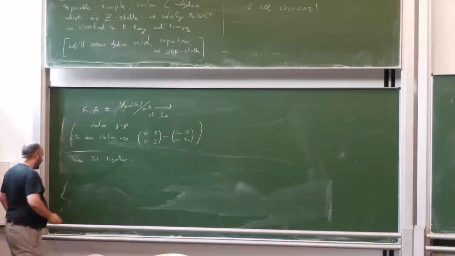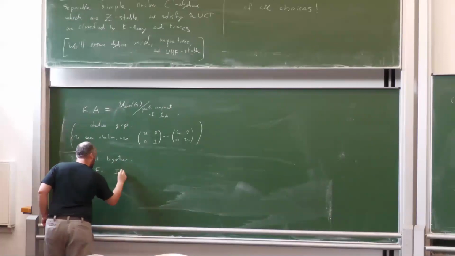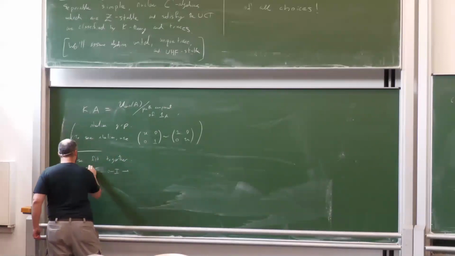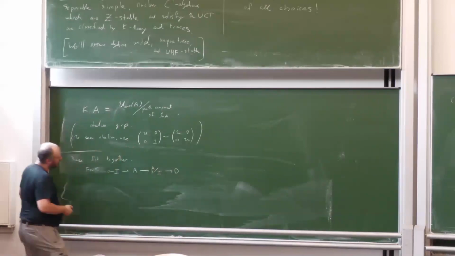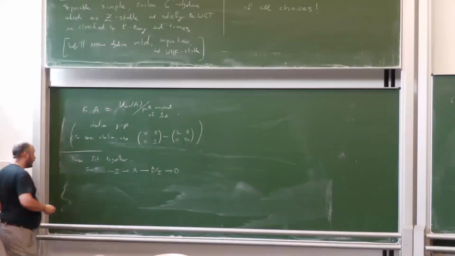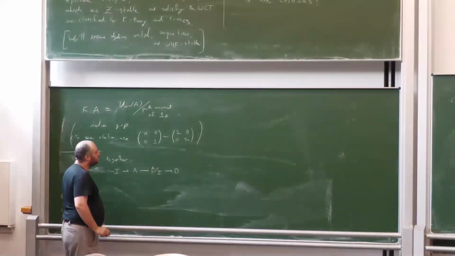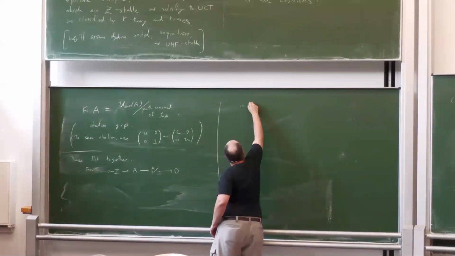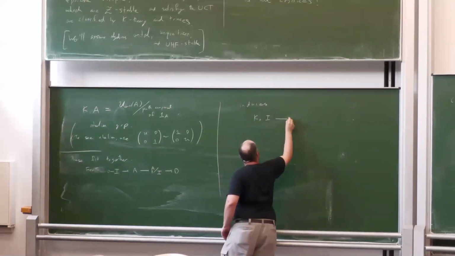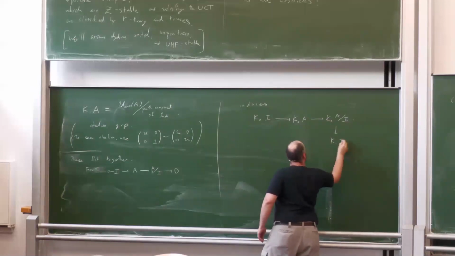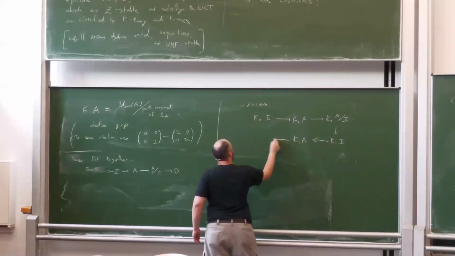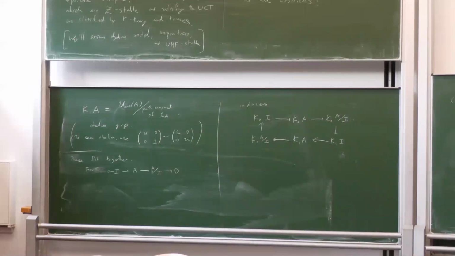And they're not completely unrelated. If you have an ideal, so if you have an extension of C-star algebras like this, it induces an exact sequence of the K-theory groups, of abelian groups. Which is one of your most powerful computational tools when it comes to computing these.